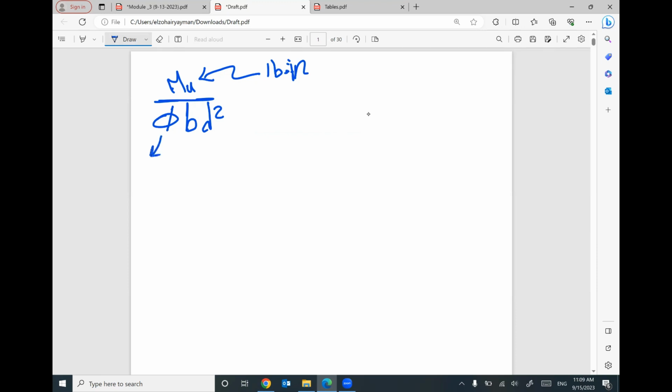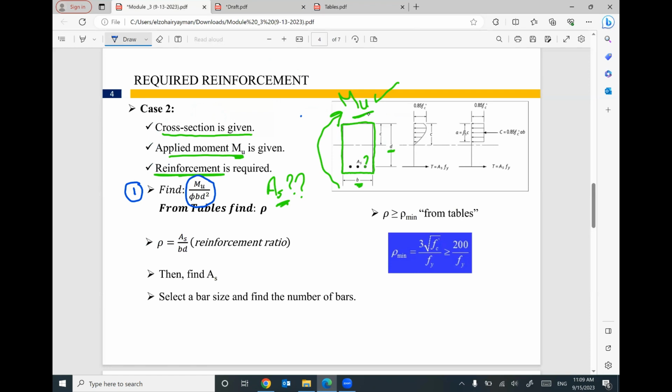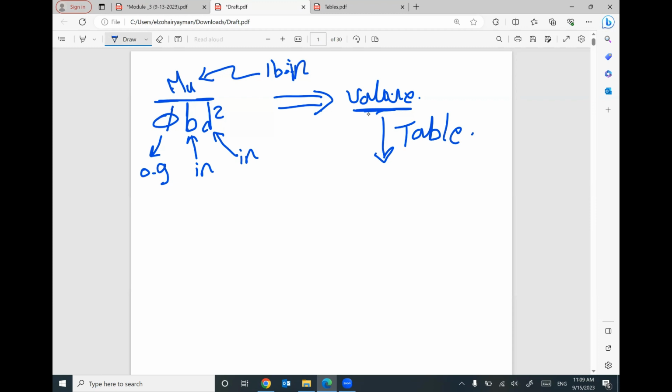And this value of phi will be taken as 0.9. This b will be in inches, and this depth will be in inches. From this expression, I can get a value. Using this value, I will open a table. I will show you this table in just a moment. Once you open the table, I can find the value of rho.